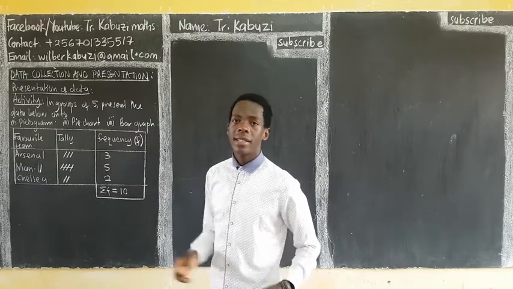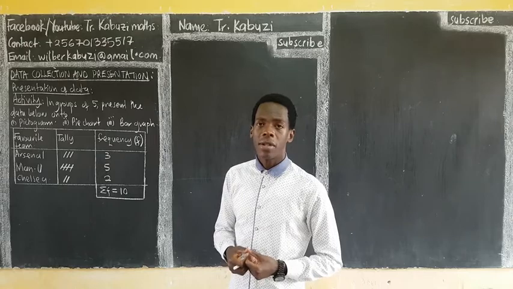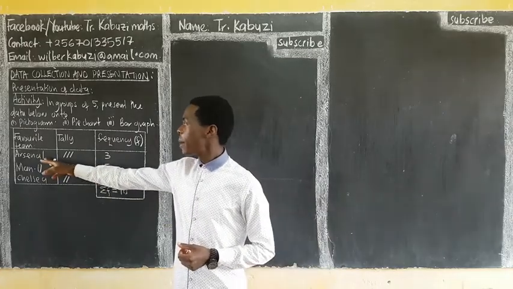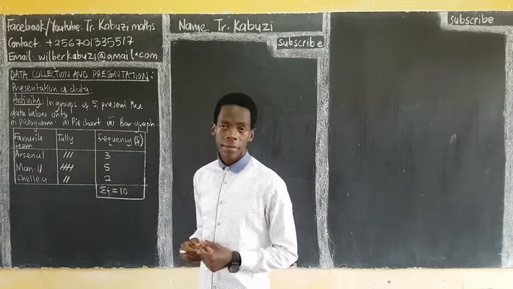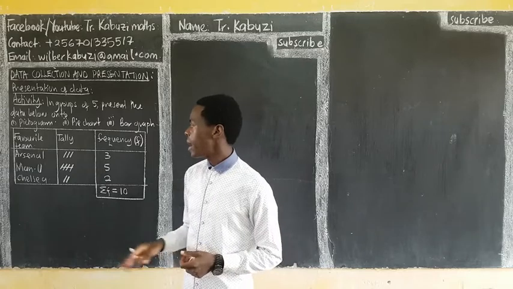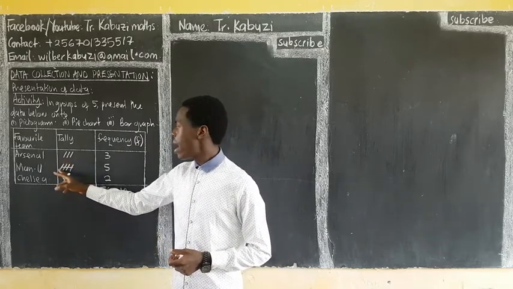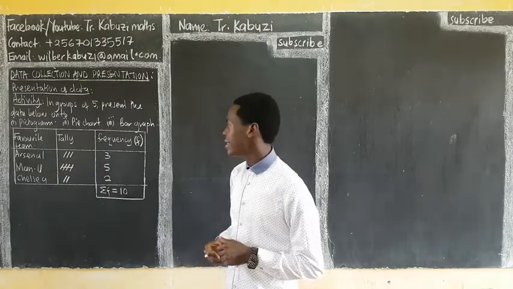Now the number of students, in statistics, we are going to replace with the frequency. The moment you see frequency, it means the number of students. So the number of students who supported Arsenal, you count 1, 2, 3. The number of students who supported Man U, we say the moment you see this one represents 5: 1, 2, 3, 4, 5, as we discussed in the last lesson.